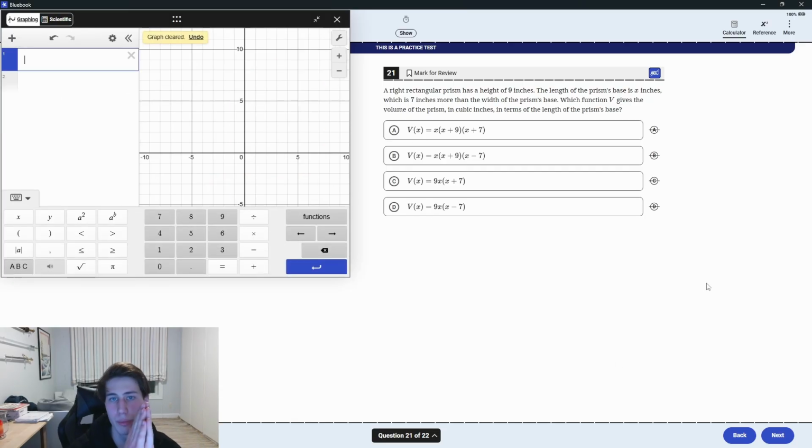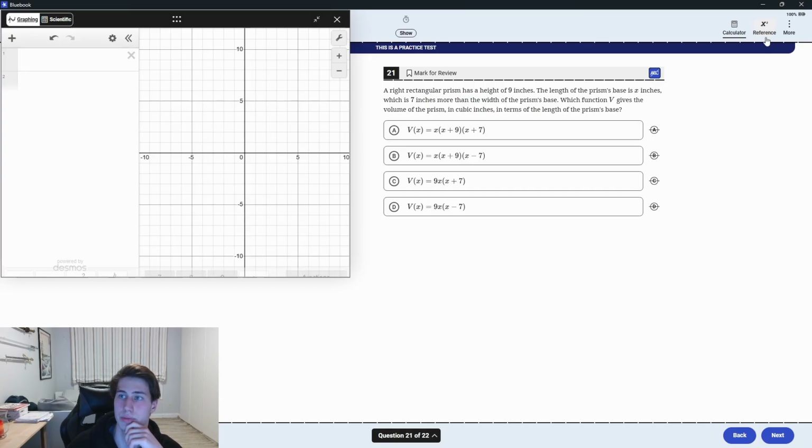21. A right rectangular prism has a height of 9 inches. The length of the prism base is x inches, which is 7 inches more than the width of the prism base. Which function gives the volume of the prism in cubic inches in terms of the length of the prism base? So a right rectangular prism is just like a cube, well, not exactly a cube, because not all the sides are the same, just a rectangle in a cube. They just like to use fancy language of a right rectangular prism. So we know the height is 9 inches.